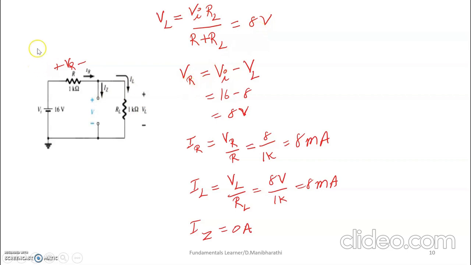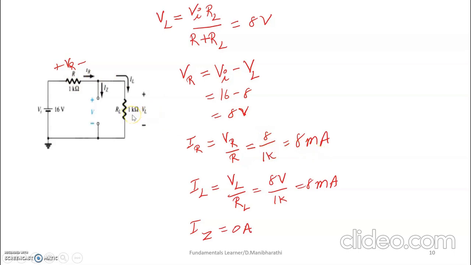So what is VR? That is the voltage across the resistance. What is the potential difference? On the plus side it is VI, on the minus side it is VL. So VR is equal to the difference VI minus VL. So 16 minus 8, 8 volt. What is IR? Just by applying Ohm's law, we know V equals IR, so I equals V by R. So VR by R. So 8 by 1K, that is 8 milliampere.